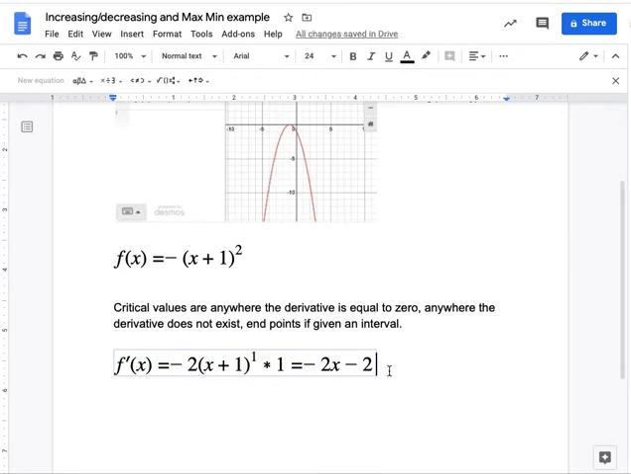So that's our derivative, and we want to know when will that derivative equal 0? Well, that's a very simple solve. -2x minus 2 equals 0. Very simple solution. We're going to add the 2 to the other side. That's going to give us -2x equals +2. We're going to divide by the coefficient. So what are we going to end up with here? We're going to end up with x equals -1. And that's our critical value.